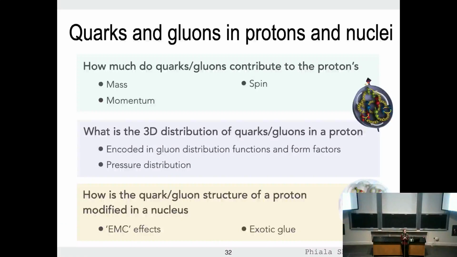And when you get to nuclei, the question is, well, for years, nuclear physics models have said a nucleus looks like a collection of protons and neutrons. We know from QCD a nucleus is a collection of quarks and gluons, just like a proton is. So how different is its structure from the model that it is a collection of protons and neutrons? And that's a question we can try to answer numerically through calculations. So this difference between a nucleus being a collection of protons and neutrons versus a collection of quarks and gluons is encoded in quantities with names like EMC effects and exotic glue.